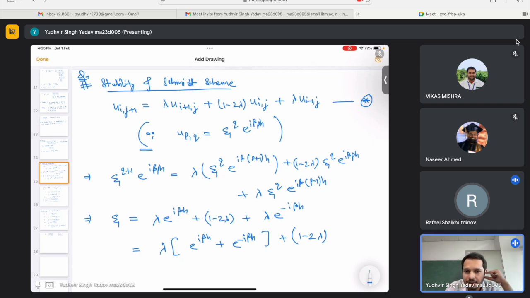Here we are simply substituting, in place of i and j, we have taken p and q. No, that is not a differentiation. Here we also have iota, that's why we are not considering i and j. So in order to avoid the confusion, we are taking p and q.